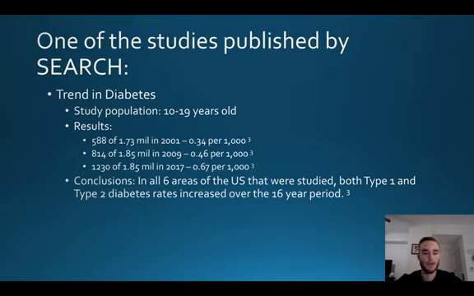What they found, looking at the rates of both diabetes type 1 and diabetes type 2, is that in 2001, there were 588 cases in 1.73 million children. In 2009, that increased to 814 in 1.85 million. And then in 2017, it was 1,230 cases in 1.85 million.